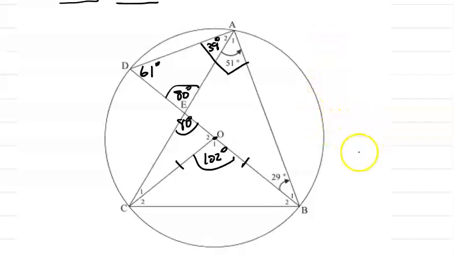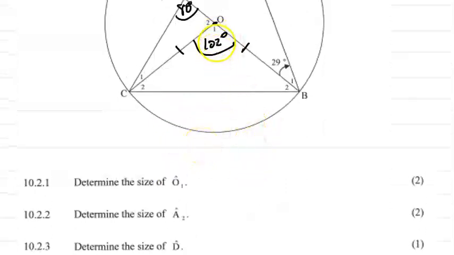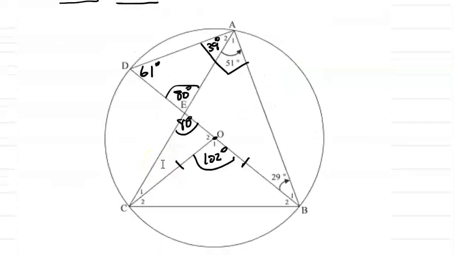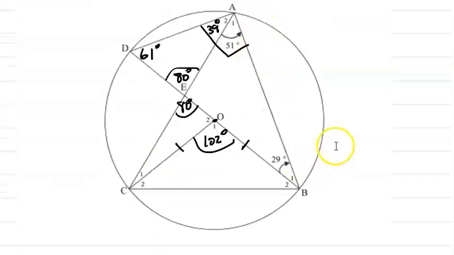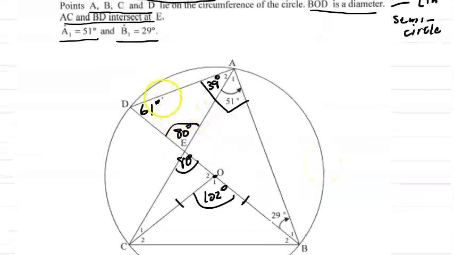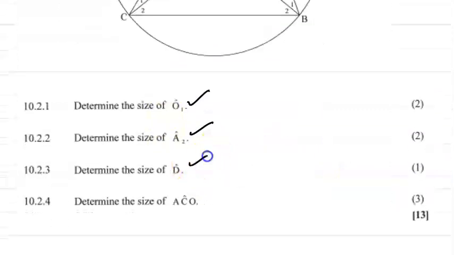Right, so now let's have a look and see, can we answer any of the questions? Determine the size of O1. Do we have it? Yes, we do. There's O1 here, 102 degrees. And what will our reason be? Angle at center is twice angle at the circumference. A2. Do we have A2? Yes, we got A2, but we'll tell them first that DAB is 90 degrees and then we can find A2. So there you go. A2 is done. D. Yes, we've got D, sum of angles of triangle. So that's one mark there.